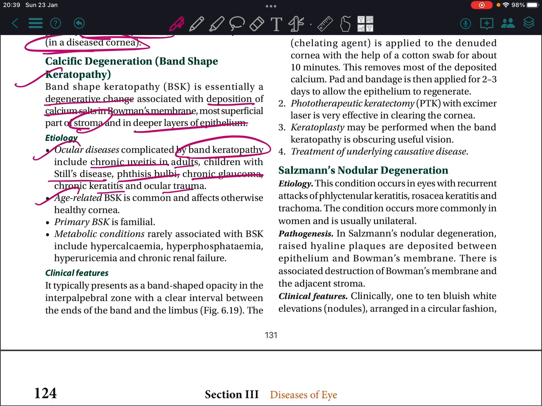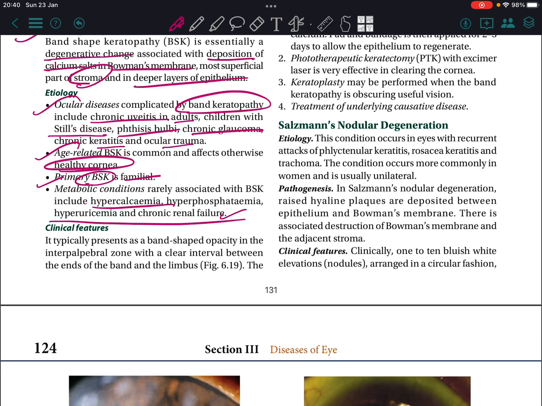Age-related BSK is common in otherwise healthy corneas. Primary BSK is familial. Metabolic conditions rarely associated with BSK include hypercalcemia, hyperphosphatemia, hyperuricemia, and chronic renal failure. Clinically it typically presents as a band-shaped opacity in the interpalpebral zone with a clear interval between the ends of the band and the limbus.